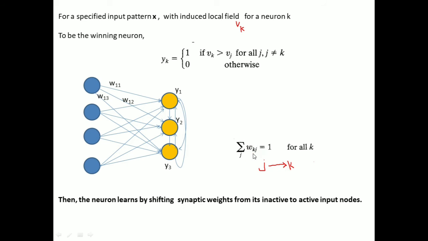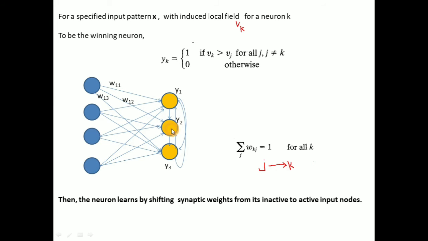let us suppose that each neuron is allotted a fixed amount of synaptic weight which is distributed among its input nodes, that is, sigma Wkj iterated over j is equal to 1 for all k. The neuron then learns by shifting the synaptic weights from its inactive to active input nodes. For example, if a neuron does not respond to the particular input pattern, then no learning takes place.